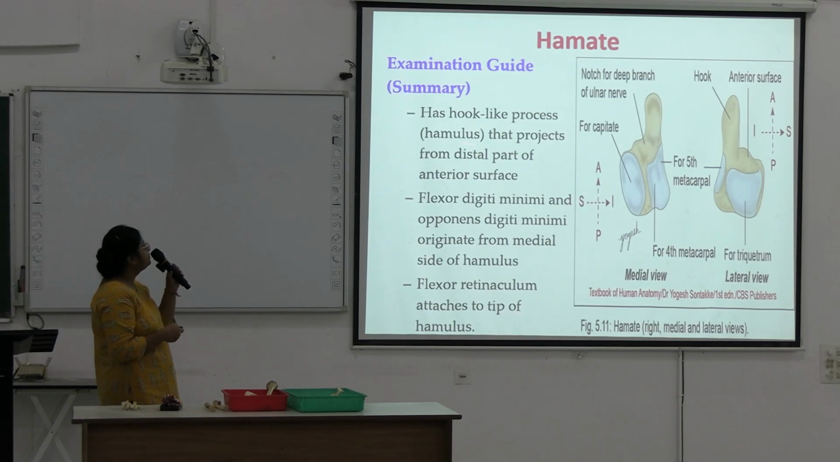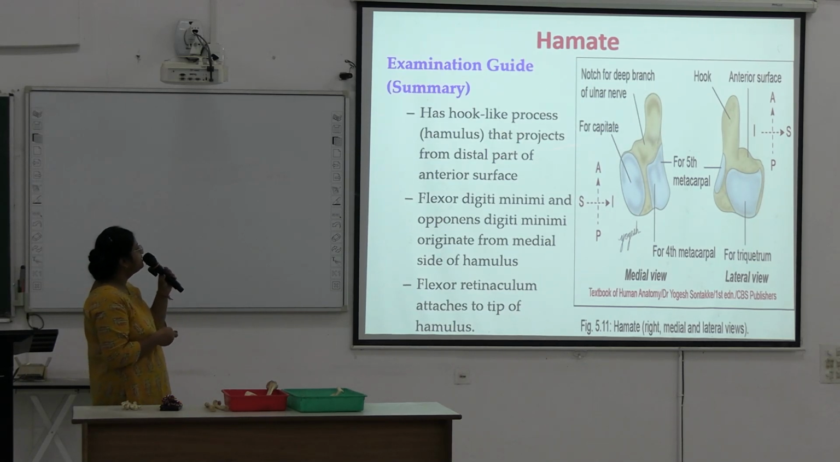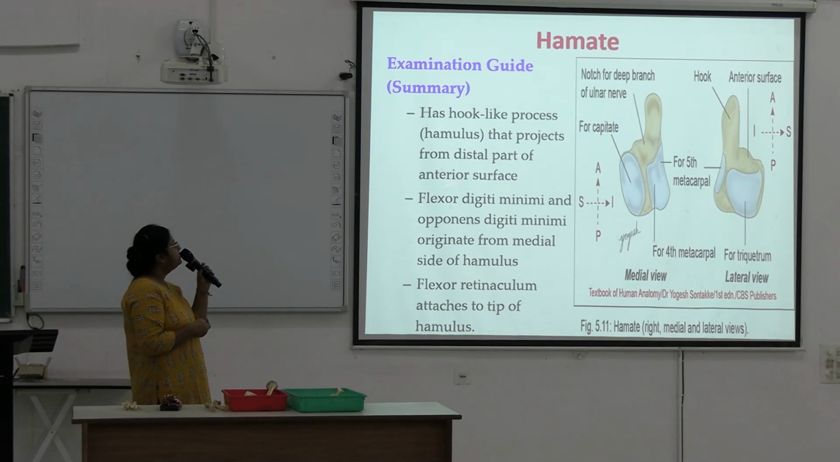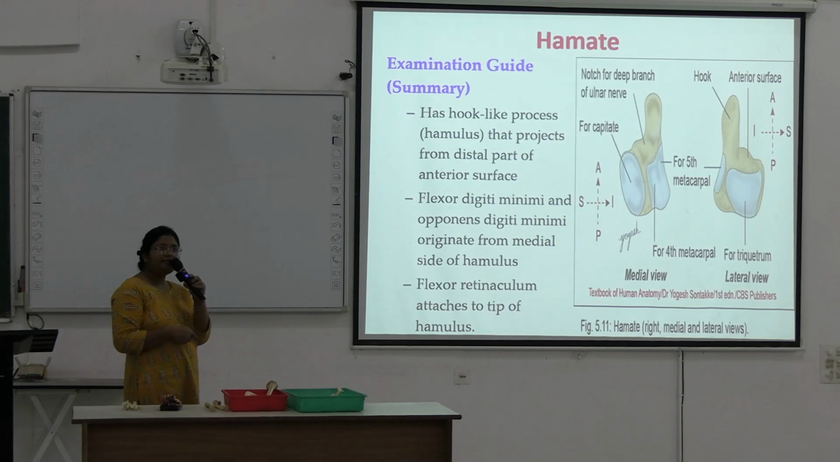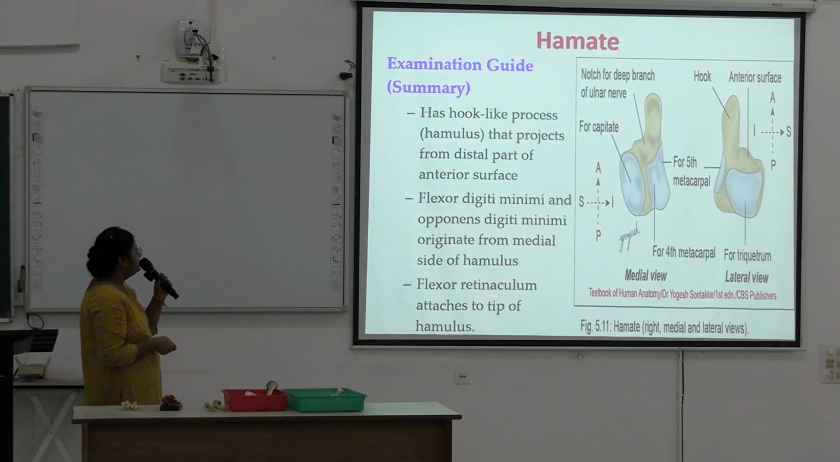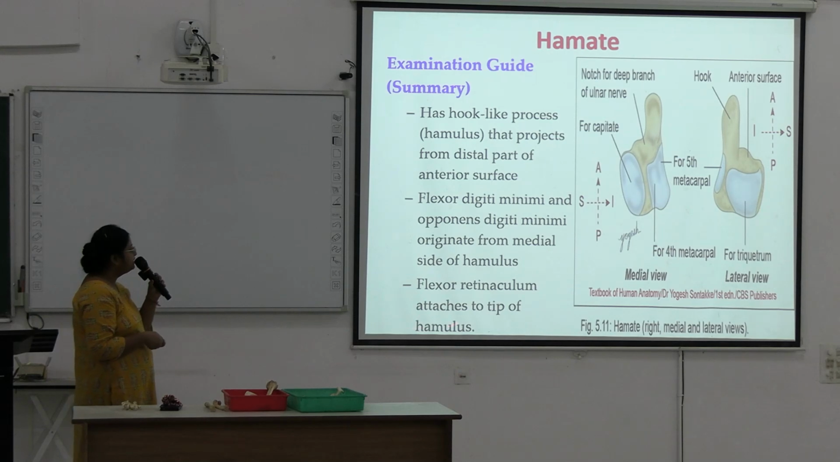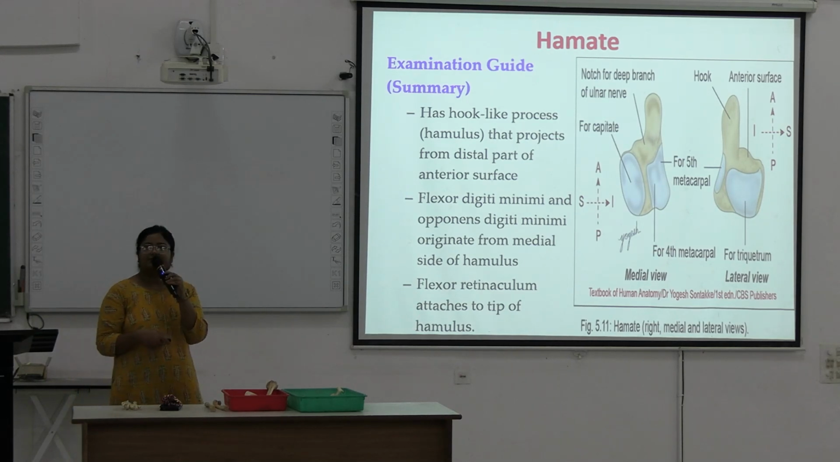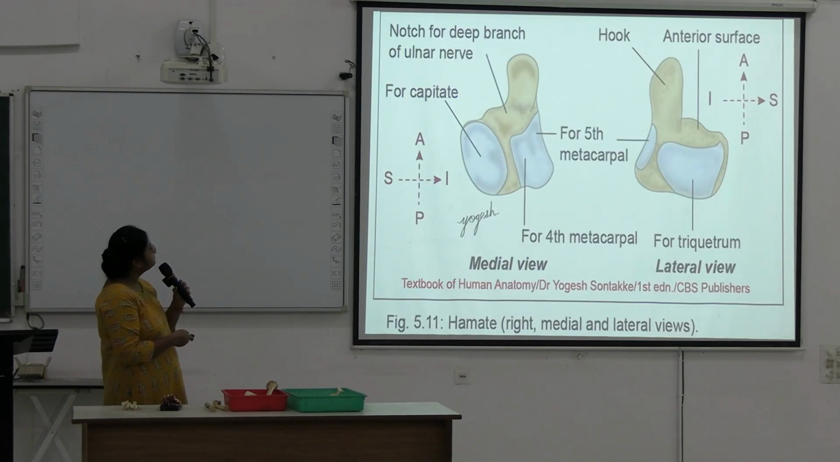So hamate has a hook-like process or hamulus that projects from the distal part of the anterior surface, and flexor digiti minimi and opponens digiti minimi originate from the medial side of the hamulus. Flexor retinaculum attaches to the tip of the hamulus. Okay. Here is the hook of the hamate.